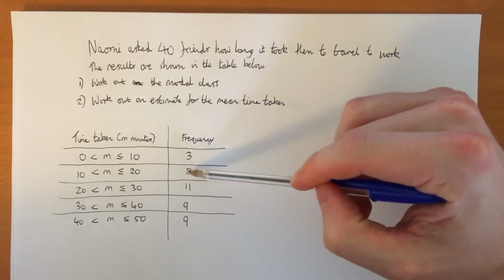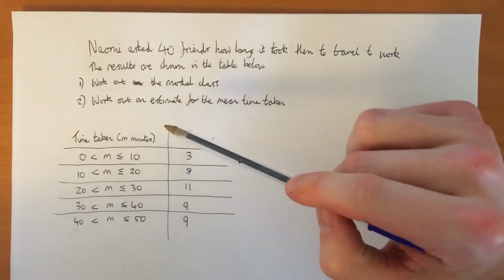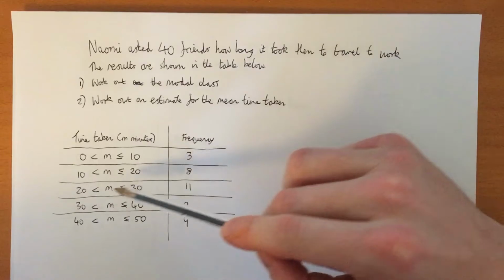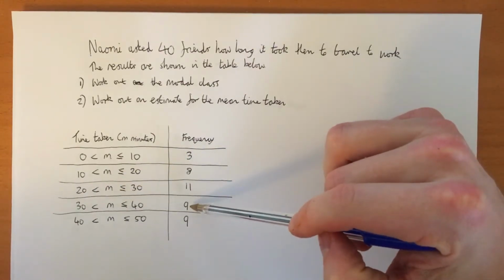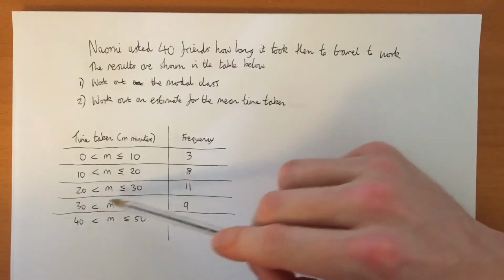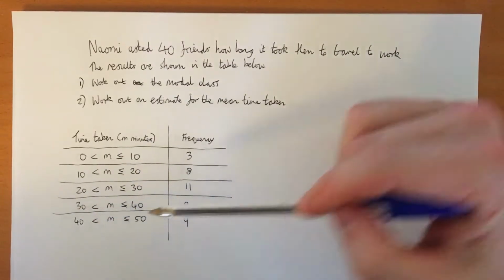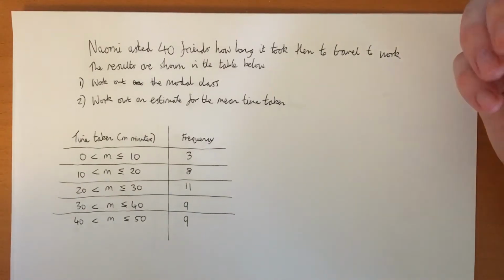8 of her friends took between 10 and 20 minutes. 11 of her friends took between 20 and 30 minutes. 9 of her friends took between 30 and 40 minutes, and 9 of her friends took between 40 and 50 minutes. Okay, so that's what the table is showing us.